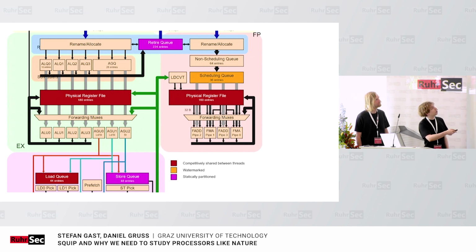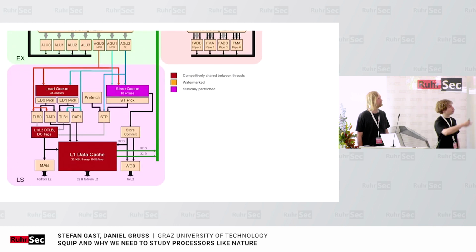Here's the reorder buffer up there. We have here the execution ports. We had port contention, for instance. Port contention was also a side channel. And then, of course, down here in the memory subsystem, we have the L1 cache, we have the TLB, and a lot more if we go further down memory lane, right?